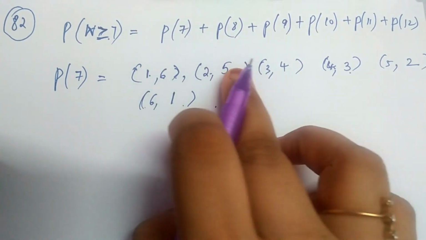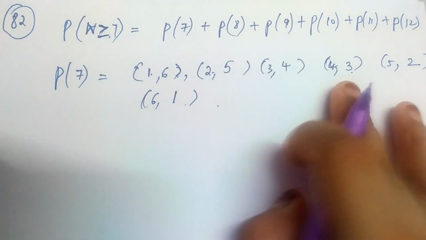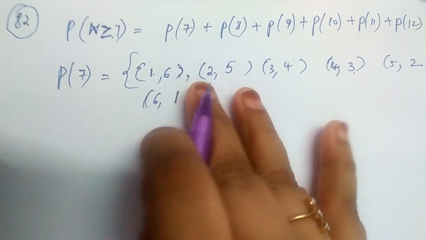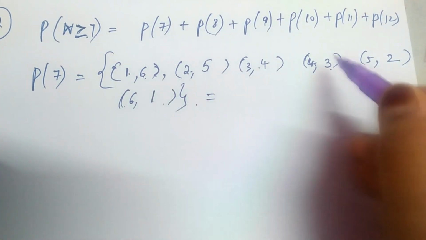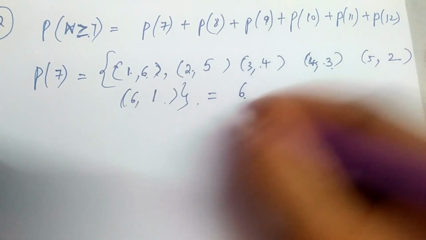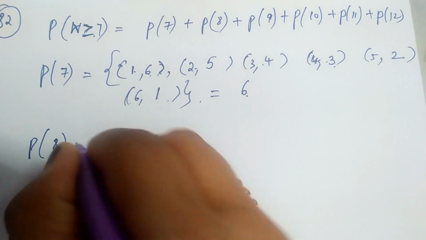Overall it is 7, right? 6 plus 1 is 7, 5 plus 2 is 7, 3 plus 5 is 7, and so on. This is one of the sets. How many elements are there in the set? 1, 2, 3, 4, 5, 6. 6 elements.